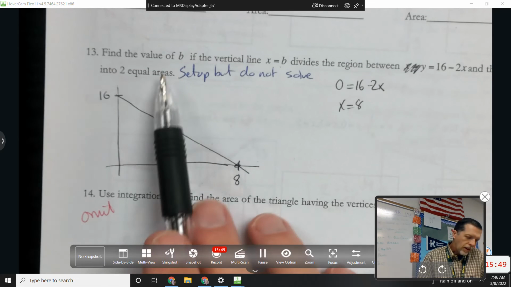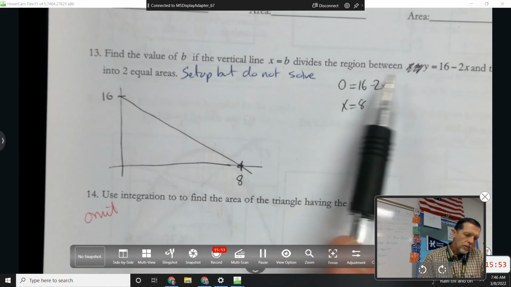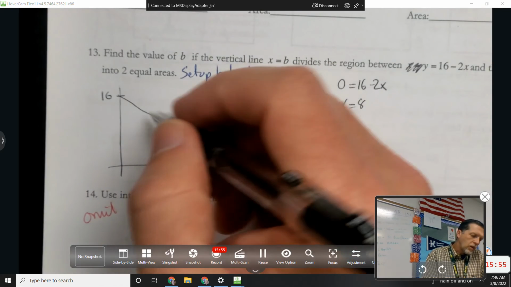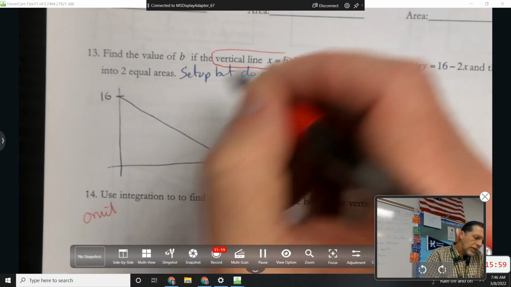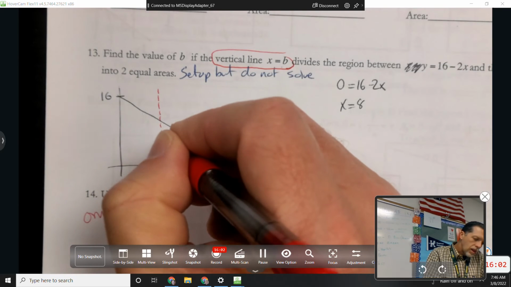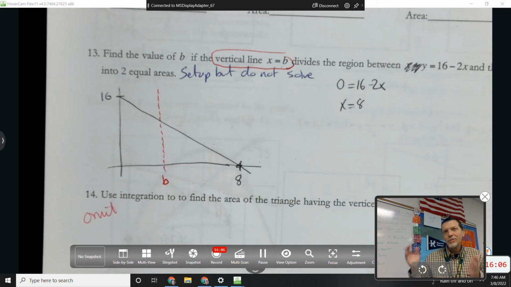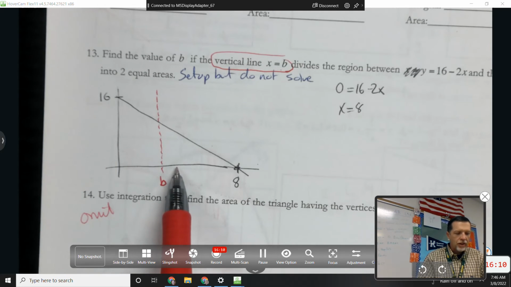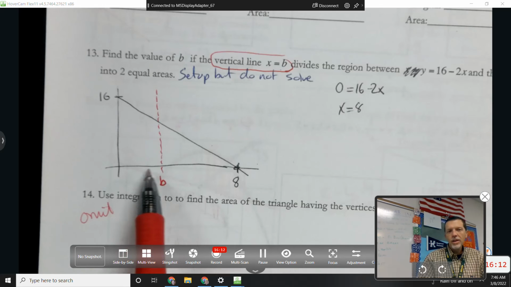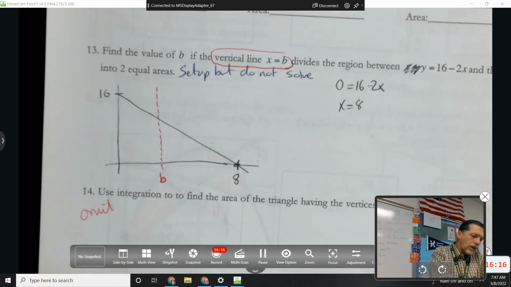So find the value of b that divides the region into two equal areas. Oh, okay, so somewhere, let's see, x equals b is a vertical line. So somewhere roughly in there, right? It's not going to be at 4 because that wouldn't make equal areas. It's going to be less than 4. But somewhere in there, these two areas are equal to each other now.